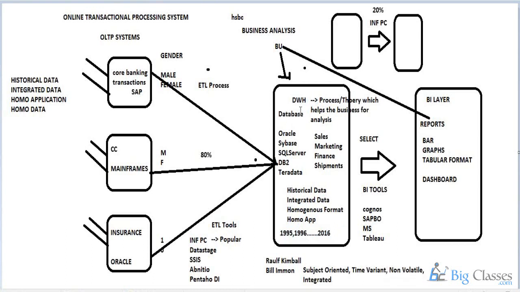Once the record is entered into the data warehouse, it will not change. Means you cannot alter that record. So that is called non-volatile. And the next one is integrated. In the sense, the data present in SAP, mainframes and Oracle, you have three different applications. When you're loading the data into the data warehouse, you're integrating the data, so it is called an integrated database.